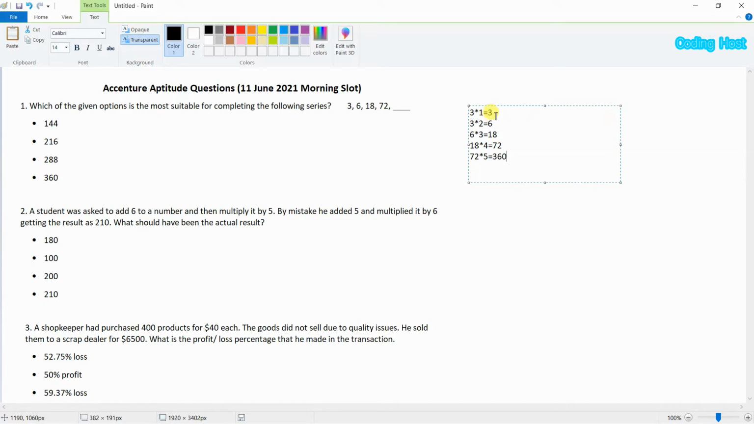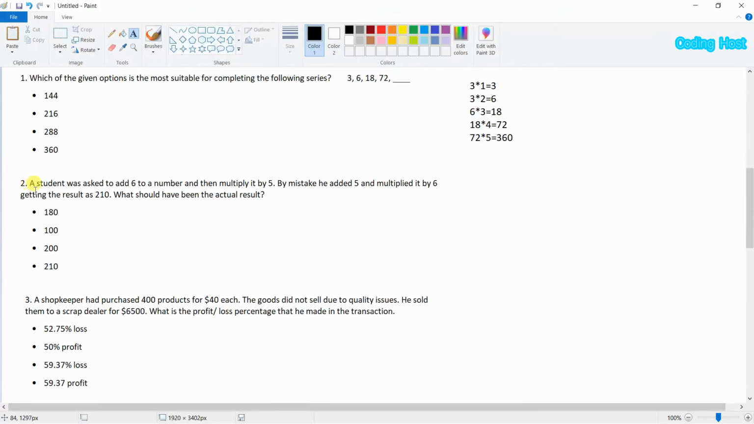Then the number we get after multiplication, we again multiply with the next number, incrementing its value first. So we multiply it with 2 and get 6, then multiply 6 with 3 and get 18, then 18 into 4 gives 72, and 72 into 5 gives 360. So we have to increment these multipliers. Option D is the correct answer for this question.